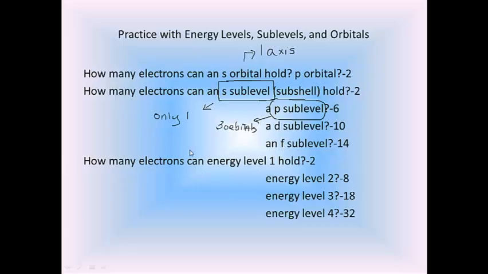The third question, how many electrons can energy level number 1 hold? And I'm going to show you a little shortcut for this guy here. Energy level number 1 can hold 2 electrons total. Number 2 can hold 8. Number 3 can hold 18. And number 4 can hold 32. So these are just some examples, right, pertaining to this guy right here.